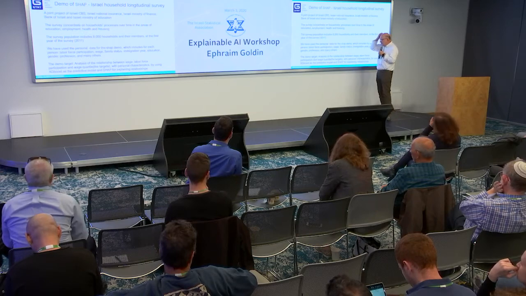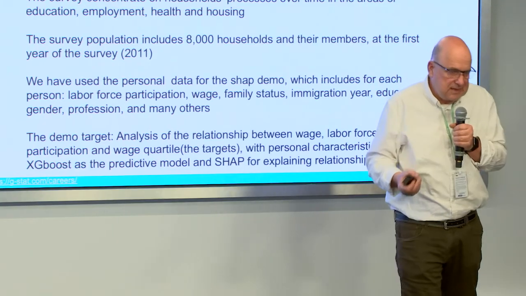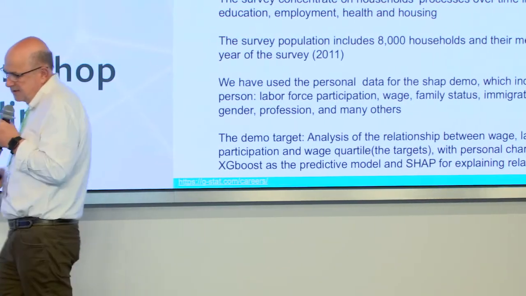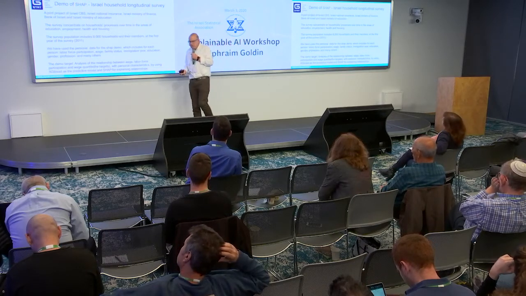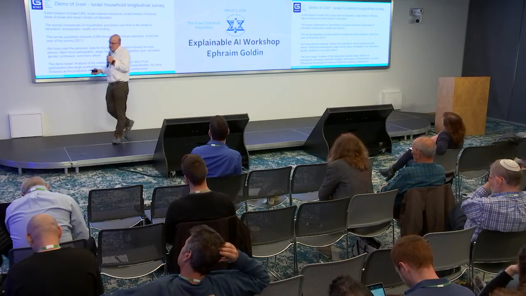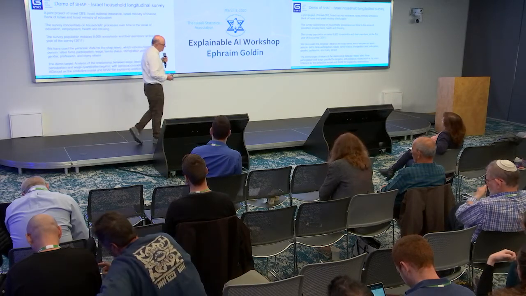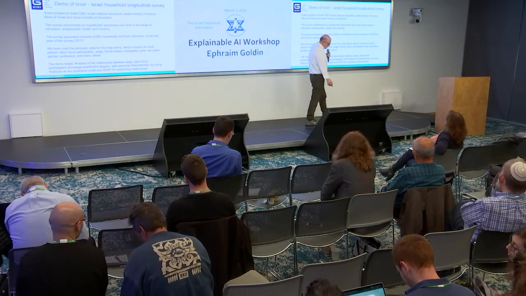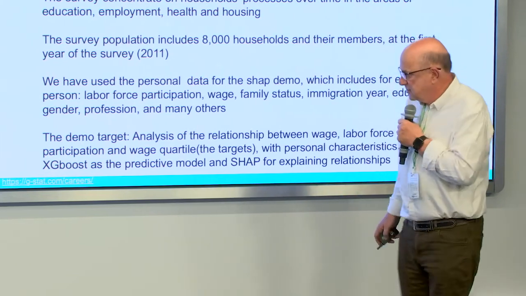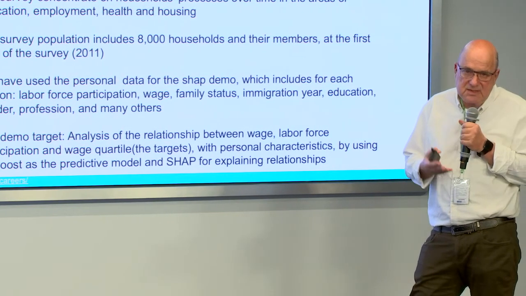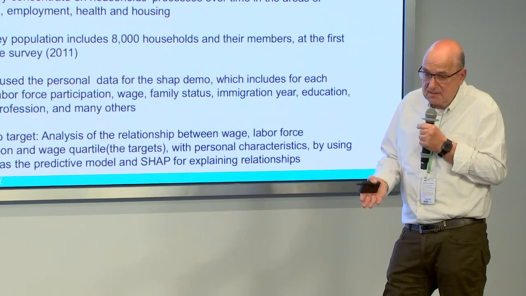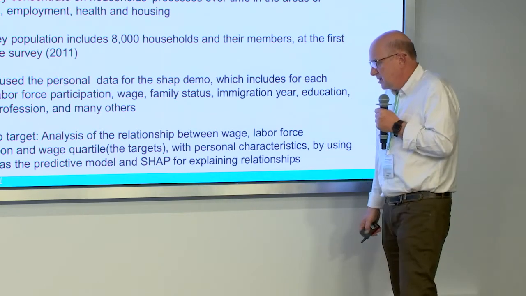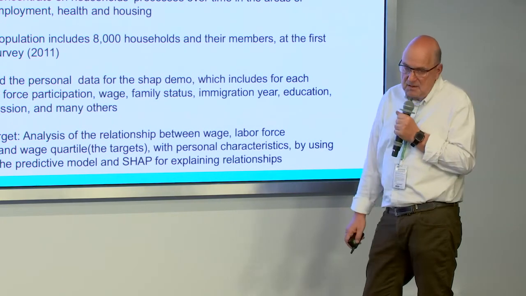So what we did, we took the personal data for each person in the survey, including for each year the gender, education, wage, housing, language spoken, Eretz Aliyah. So hundreds of features which we want to analyze and correlate with important variables for Israeli society, to understand the mobility of Israeli persons and households.